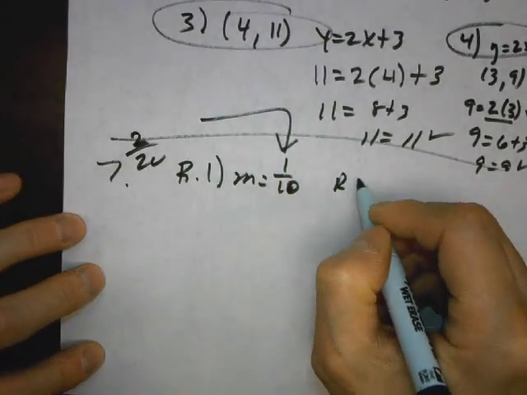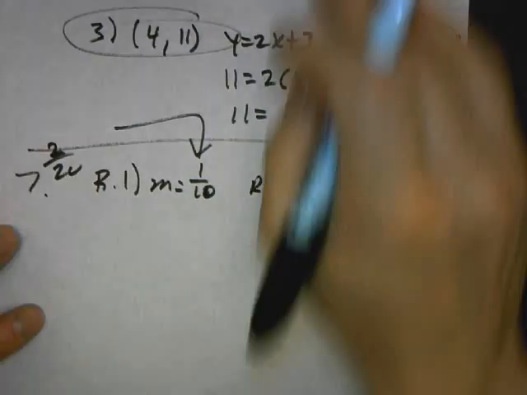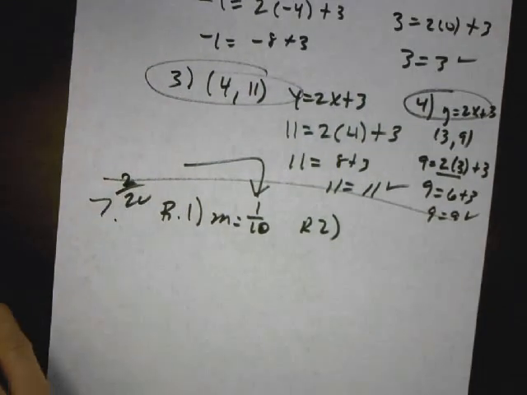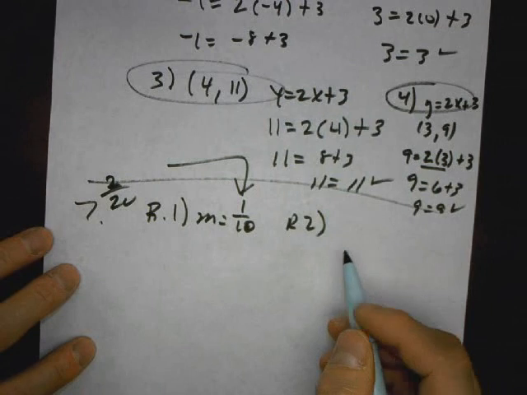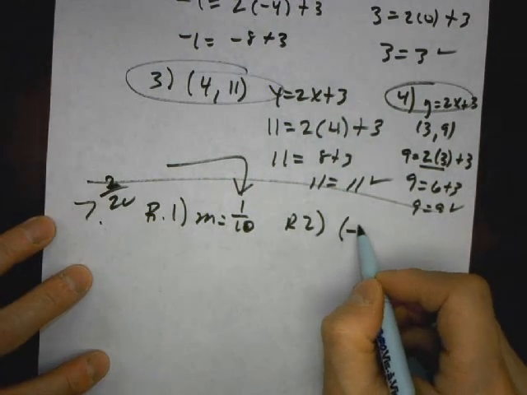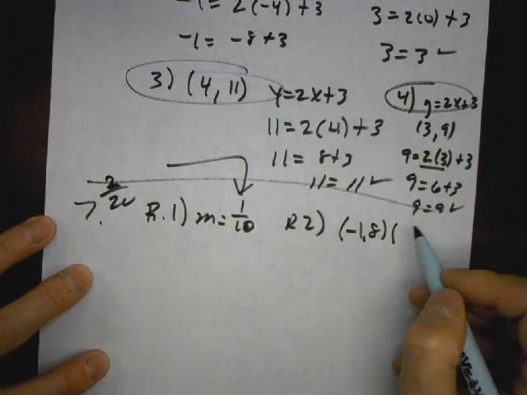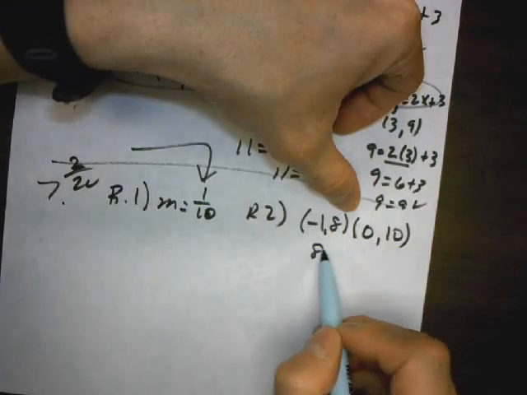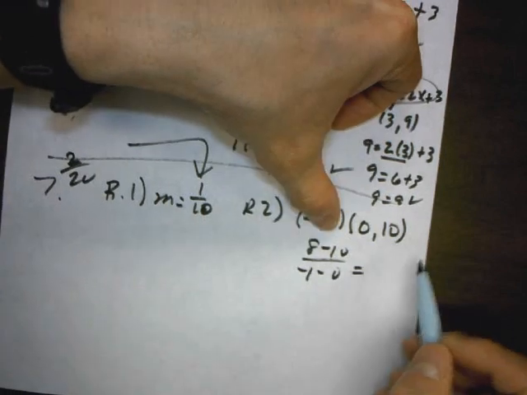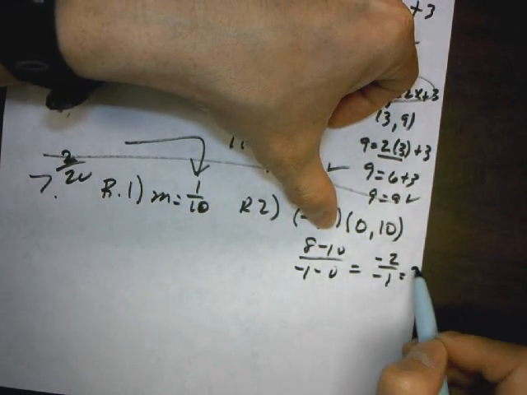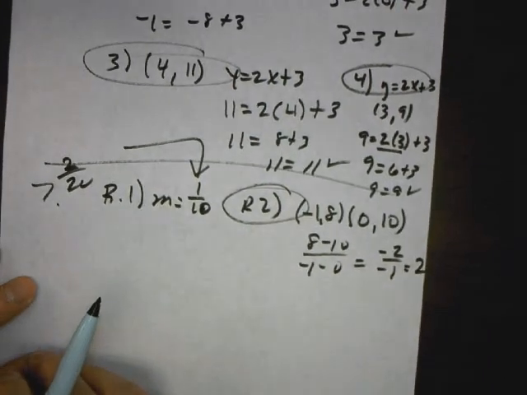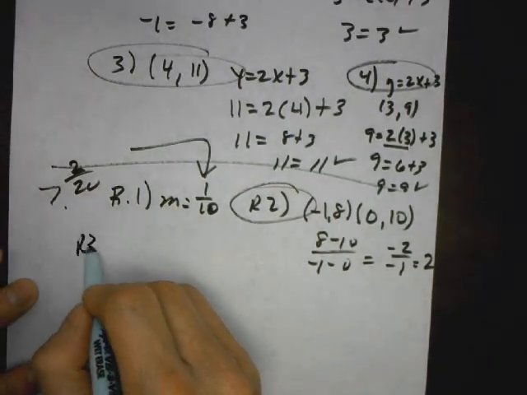Okay? So relation 2 now. Relation 2 gives us a table. I'm going to pick any 2 points I want. I'll pick the first one. Some of you might want to avoid negatives. And the second one. Okay? Alright, so I go y minus y over x minus x. And I see I got a slope of 2. This one is a greater slope than a slope of 1. So that's one of our answers.